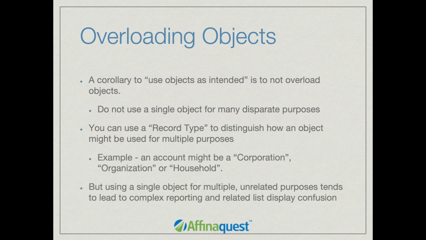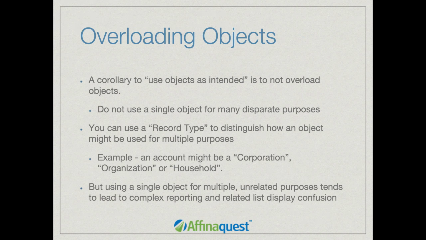However, using a single object for multiple unrelated purposes tends to lead to much more complex reporting and related list display confusion. As an example, the Nonprofit Success Pack uses opportunities to track major gift opportunities and gifts. We think that's a bad idea. It's overloading that object for really different purposes. So be careful that you don't get too creative using objects and start using them for things that are totally different, because it just causes a problem, particularly when you're trying to display a related list.